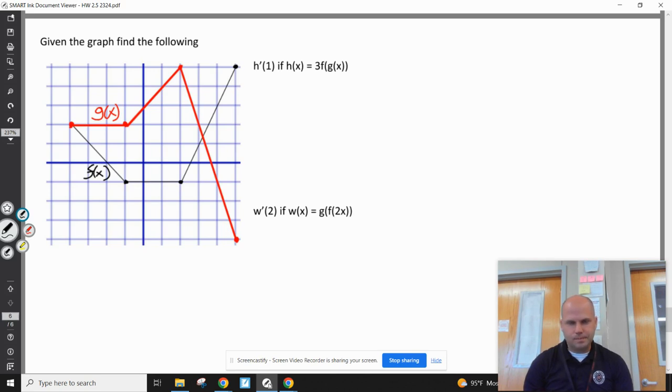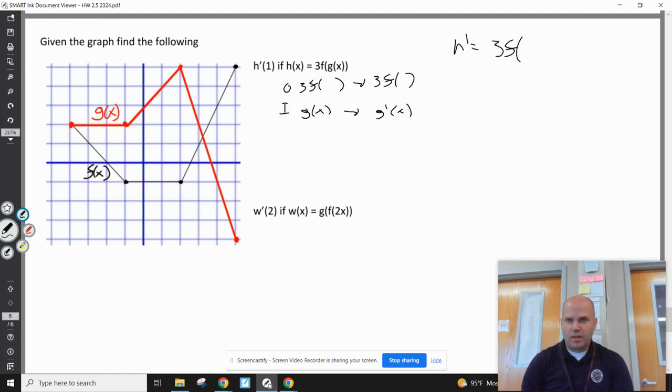Just need an O and an I here. 3f g of x. If you OMI it, you'll be fine, because g of x's derivative is g prime of x. So h prime is 3f parentheses g prime of x. What starts in the parentheses stays in the parentheses. Plugging in 1, I get 3f of g of 1 times g prime of 1.